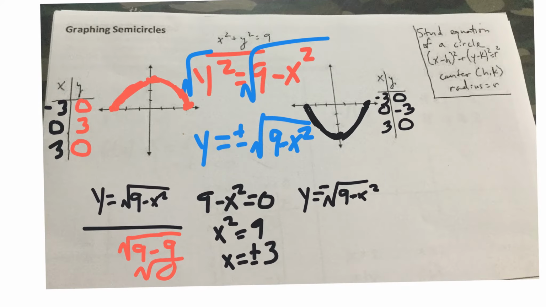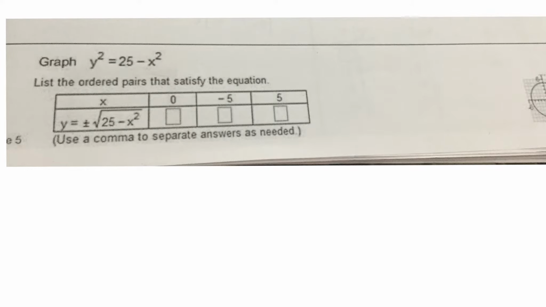And I've turned my one circle graph, x squared plus y squared equals 9, into two pieces that are semicircles. Okay, so now it tells me to list the ordered pairs that satisfy the equation. So you'll see here we've got a table of values. My x's are going to be 0, negative 5, and 5, and I want to know what y value I get out when I plug those in.